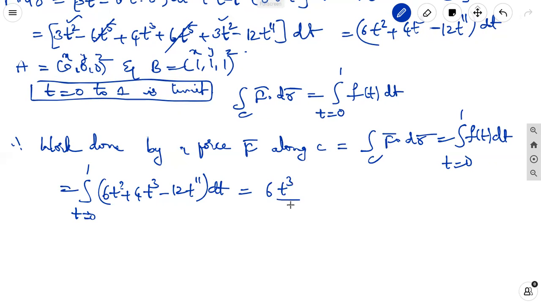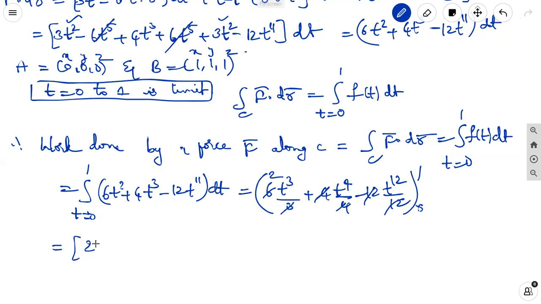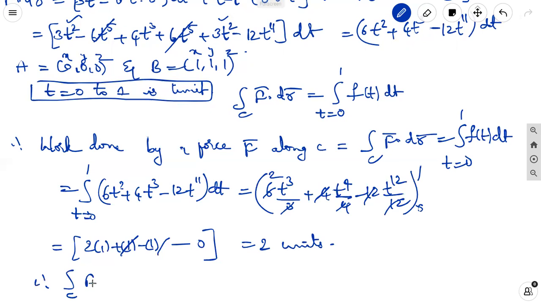6 into t cube by 3 plus 4 t power 4 by 4 minus 12 t power 12 by 12, with limits from 0 to 1. That is 2 into 1 plus 1 minus 1, minus all zeros, since the t variables are zeros. Plus 1 minus 1 get cancelled, giving 2 units. Therefore, the integral over C of f vector dot dr vector equals 2 units. The work done by the force F vector along C is also 2 units. It is the solution.